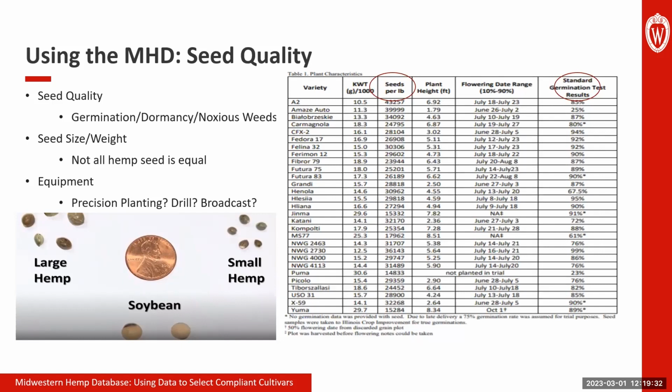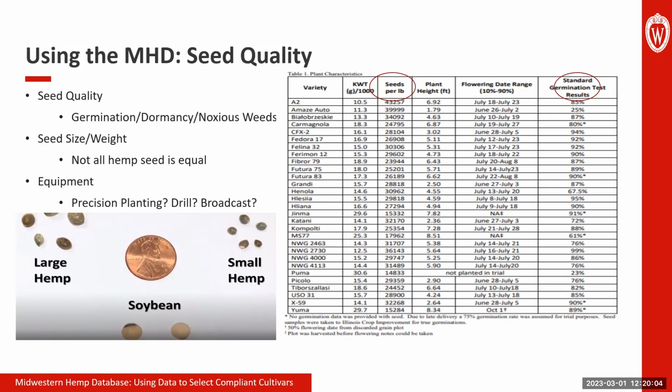And just to demonstrate these differences, you can look at the amount of seeds per pound and the range across genetics that we have entered into our trials, where we can look at a variety such as Jinma, which has about 15,000 seeds per pound, versus something like A2, which has 43,000 seeds per pound. So this is very important because the seed size changes dramatically how much seed you're going to put in the ground. And if we're using seeding rate recommendations, it might not be the most accurate in terms of what we're getting for stand establishment.